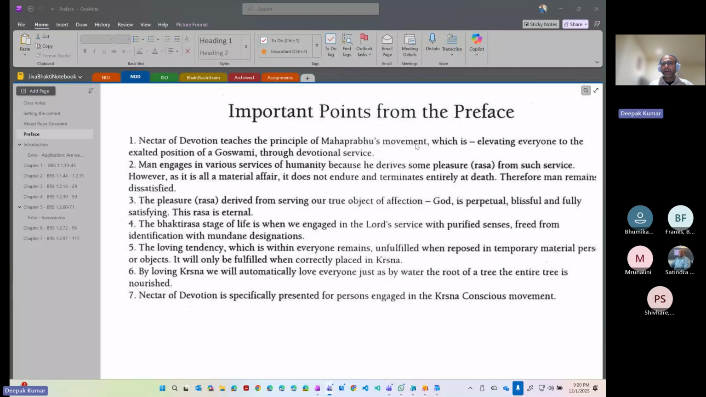You see what it's telling. This book, Mahaprabhu, is elevating everyone to the exalted position of Goswamis. This is a summary, even from the important points in the preface. So this book, if read and understood properly, will make all of us eligible to become an exalted Goswami. That's what this book is.